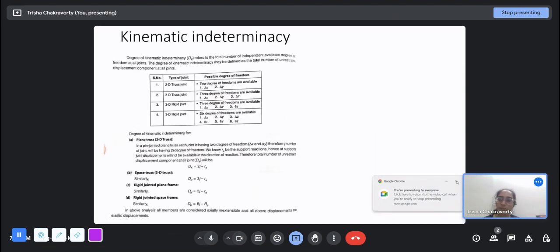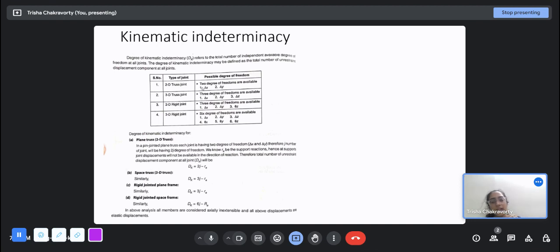Okay, so the degree of kinematic indeterminacy, dk, refers to the total number of independent available degrees of freedom at all joints. The degree of kinematic indeterminacy may be defined as the total number of unrestrained displacement components at all joints. Now this table summarizes what we already know. In a 2D truss, at each node we take two degrees of freedom: a displacement in the x direction, which we can call delta x, and delta y. We imagine x and y as horizontal and vertical axes. They can be any two mutually perpendicular axes, but there are two independent degrees of freedom.